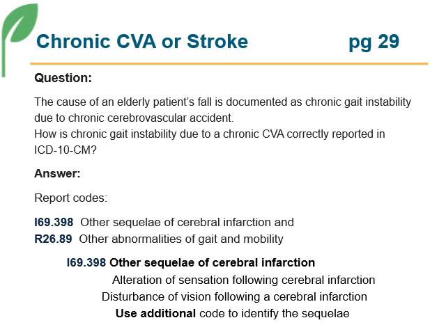Our clinical information tells us that the cause of an elderly patient's fall is documented as chronic gait instability due to a chronic cerebrovascular accident. And our question is, how is this chronic gait instability due to a chronic CVA correctly reported in ICD-10-CM?